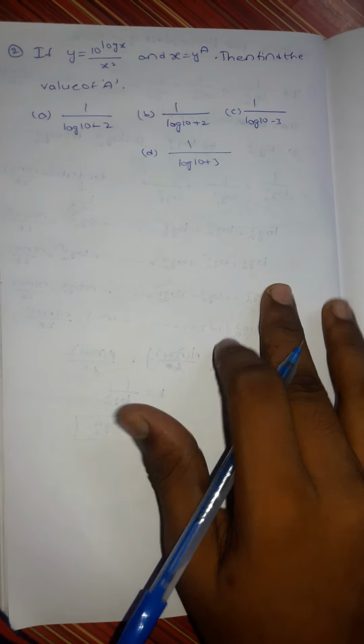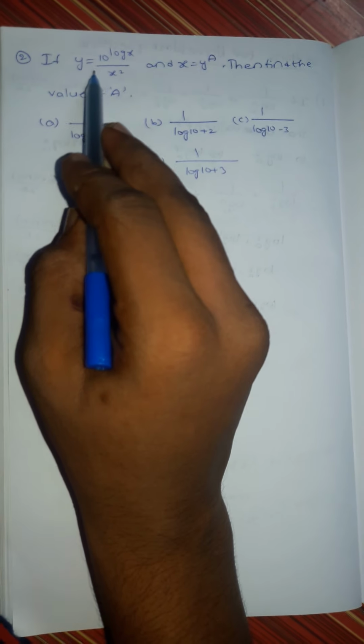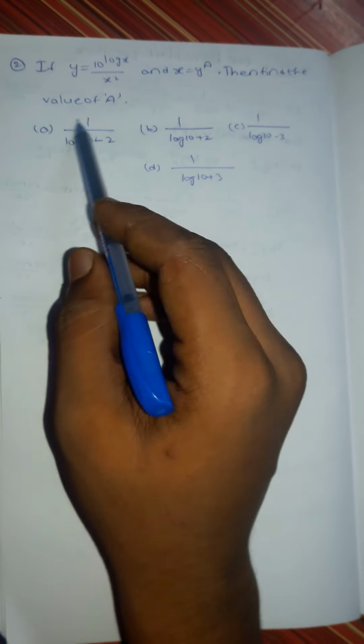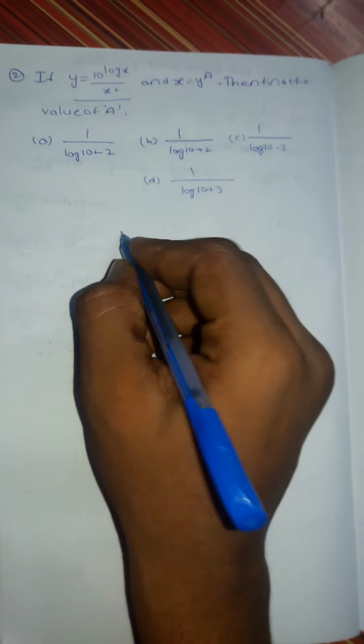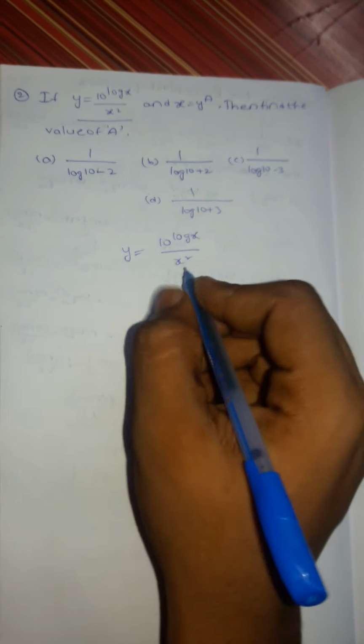See students, this is the second question and the solution to the second question. The given question is, if y is equal to 10 power log x by x square and x is equal to y power a, then find the value of a. First, the given equation is y is equal to 10 power log x by x square. We should find the value of a.